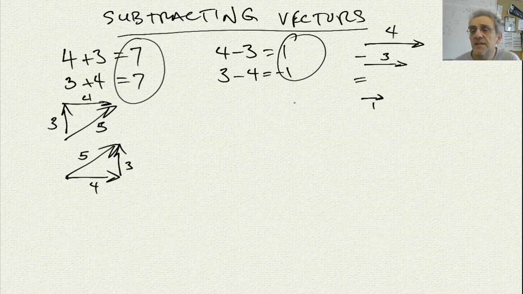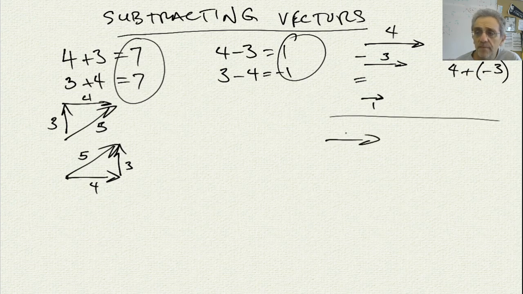Now, a different way of doing this, instead of saying 4 minus 3, we could also say 4 plus negative 3. So 4 plus negative 3 is the same as 4 minus 3. So how would that look? Well, that would look like this. You'd have the 4, and then you'd have a plus, and then you'd have the negative 3. This is also going to give you the same answer of 1.